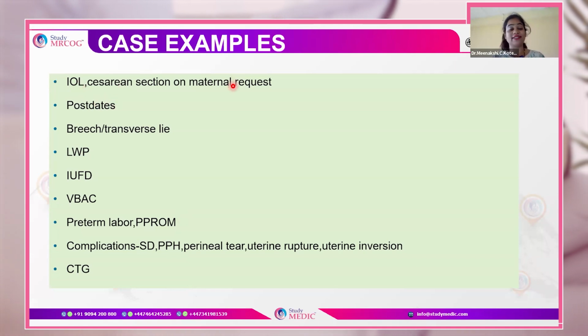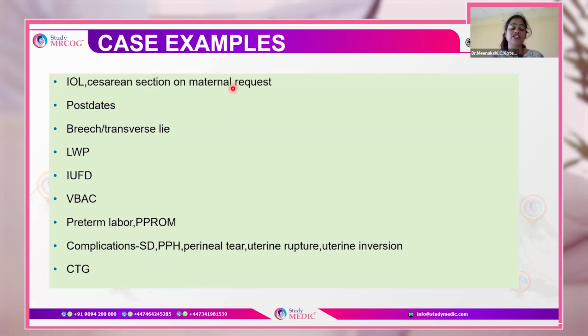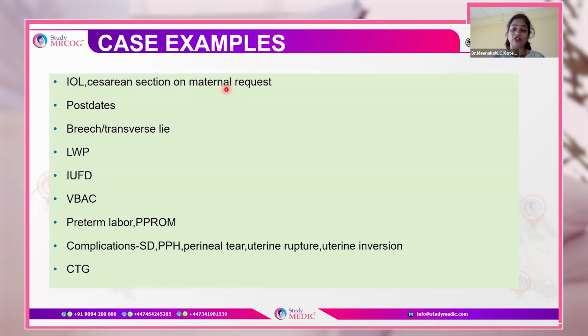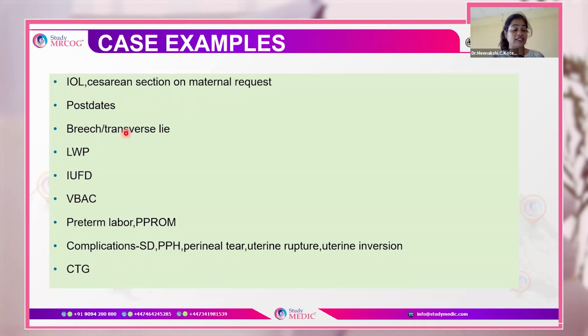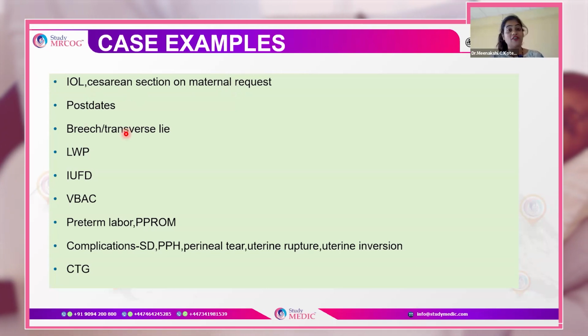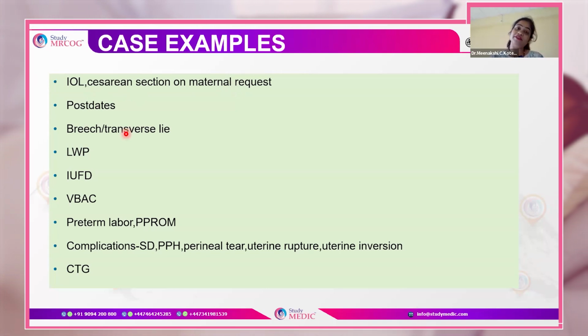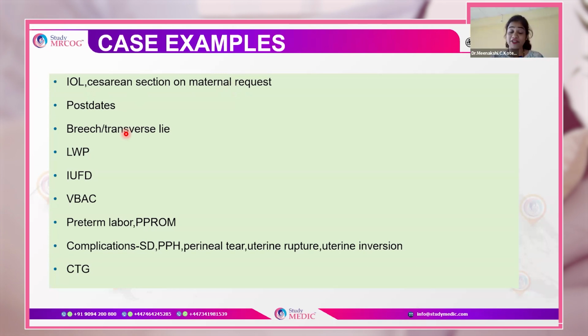And then you have got the cesarean section on maternal request. Explore why she wants to have a cesarean section, and based on that, you have to explain the further management. Sometimes you can get a post-dated pregnancy, where you're going to explain what the possible risks could be if she waits, and if she delivers, what the possible risks and benefits could be. All of this needs to be explained to her.